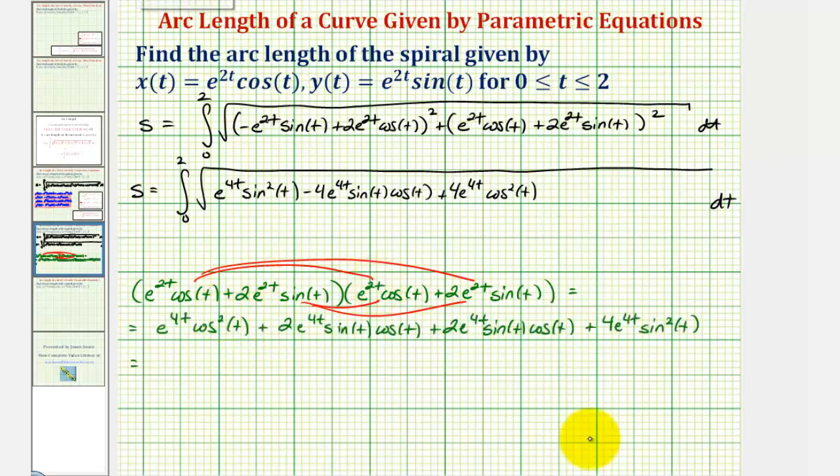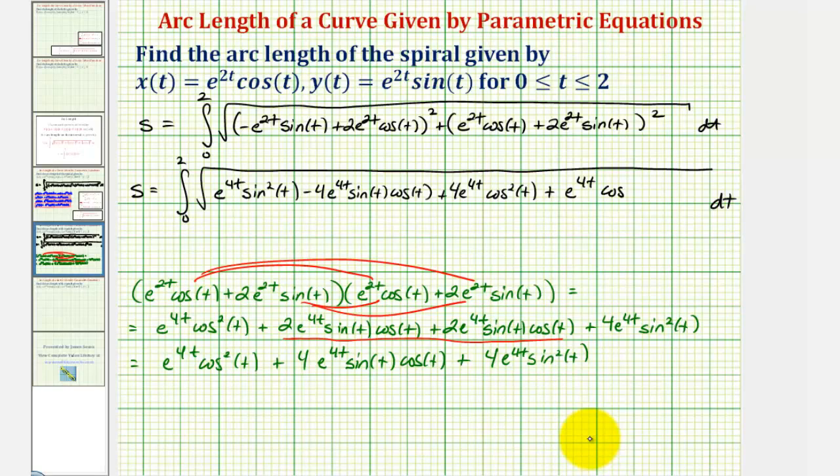Just as before, these two middle terms are like terms, so we can combine this to three terms. So we'll add these three terms under our square root. So we'd have plus e to the 4t cosine squared t, plus 4 e to the 4t sine t cosine t, and then plus 4 e to the 4t sine squared t.